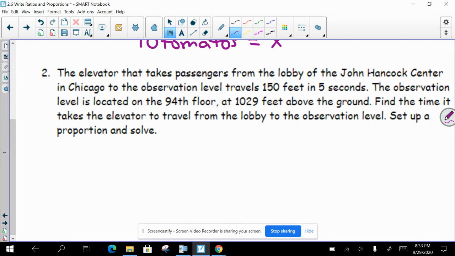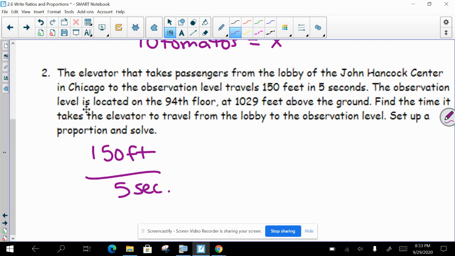Number 2, the elevator that takes passengers from the lobby of the John Hancock Center in Chicago to the observation level travels 150 feet in 5 seconds. So 150 in 5 seconds. Let's set up a ratio for that. So 150 feet over 5 seconds.